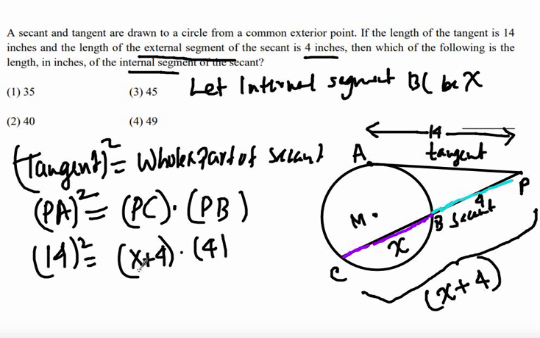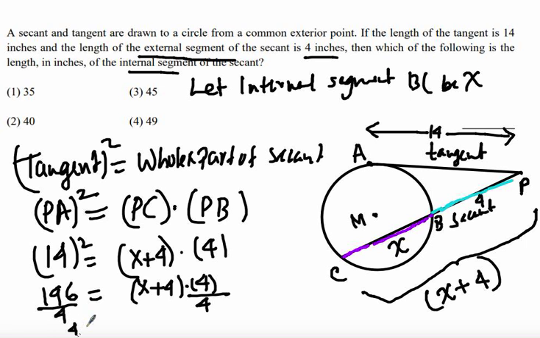Now what we need to do is find out what 14 squared is. So I'm going to use the calculator. I have 14 times 14, which gives me 196. Let's just double check that. 196. And then we have X plus 4 times 4. Now instead of distributing, since I want X by itself, I'm going to start getting rid of the other numbers. I'm going to get rid of this 4 by dividing this side by 4 and dividing this side by 4. So we have 196 over 4, which is 49.